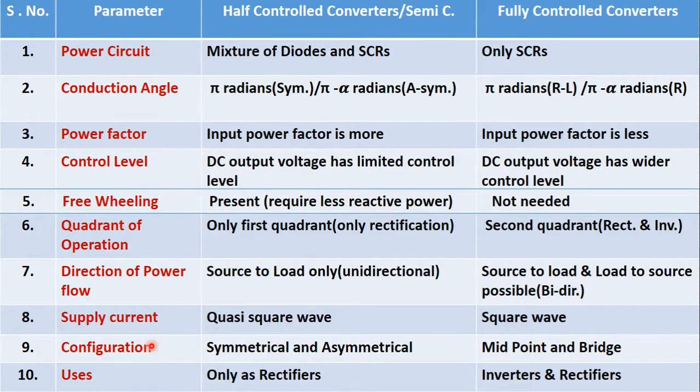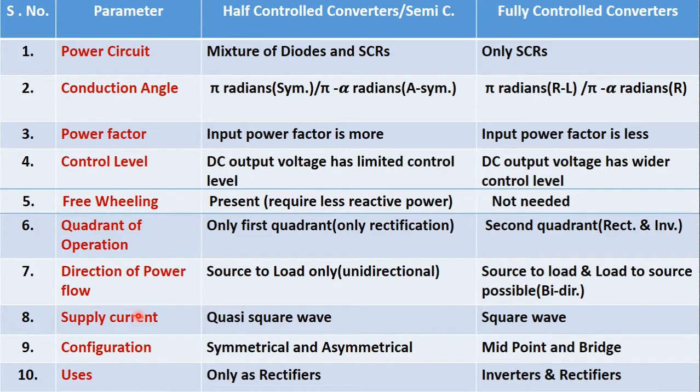Eighth is supply current. In the semi-converter, the supply current is a quasi-square wave, whereas in fully controlled converter, the supply current is a square wave. Ninth one is configuration. As we have discussed in previous classes, semi-converter has two configurations, that is symmetrical and asymmetrical configuration, and fully controlled converter has two types of configuration, that is midpoint configuration, which is called M2 configuration, and bridge configuration, which is called B2 configuration.